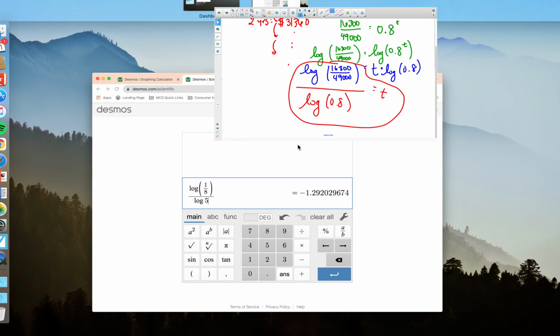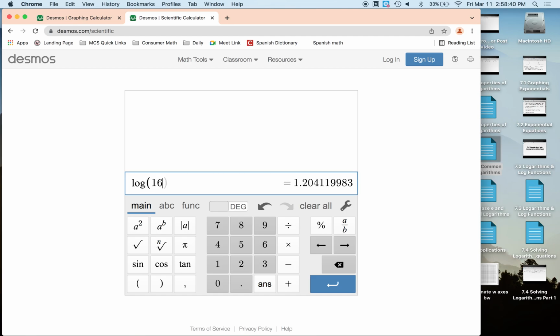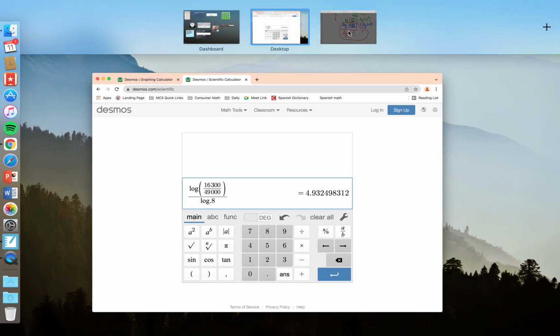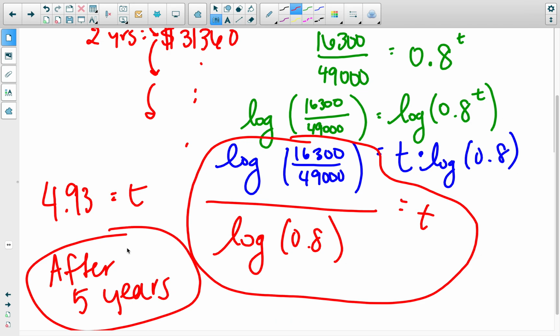So plug it into your calculator. Log of 16,300 divided by 49,000, divided by log of 0.8. And we get 4.93 years. So after 4.93 years, or approximately 5 years, that's when the car will be worth that value.